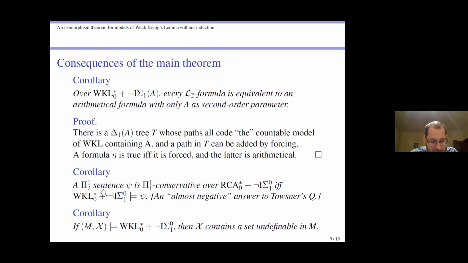The argument here is that in one direction, if weak Kőnig's lemma plus not induction proves the sentence C, then it's definitely going to be conservative by Smith-Simpson. In the other direction, if weak Kőnig's lemma plus I sigma 1 does not prove C, then the sentence saying that C isn't forced is going to be consistent with RCA0, but it's going to be provable from RCA0 plus C.